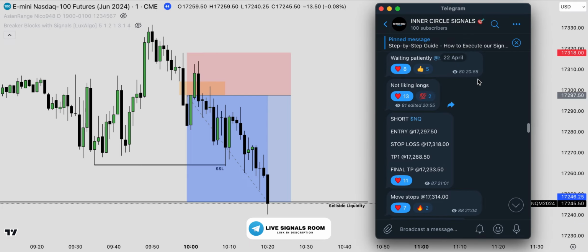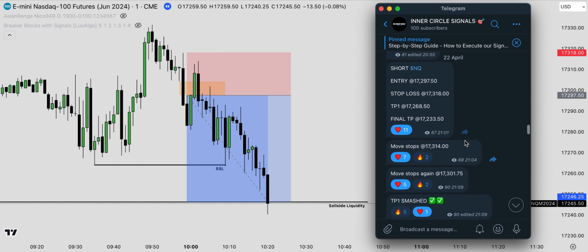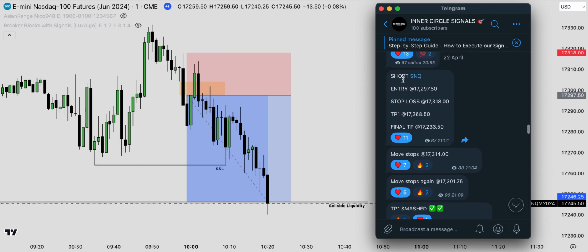All right, so as you can see, the date here, 22nd of April, Monday, I send in a message saying waiting patiently here, not liking longs when we get this bullish fair value gap. As soon as we get displacement, I send in the short alert. You get your entry, stop loss, TP1 and final TP.